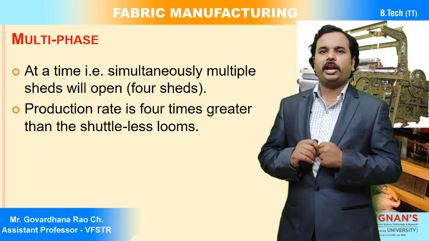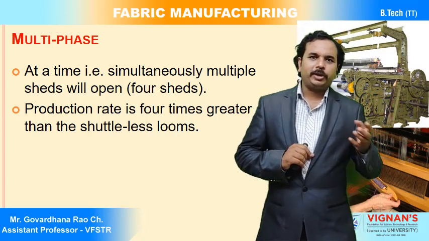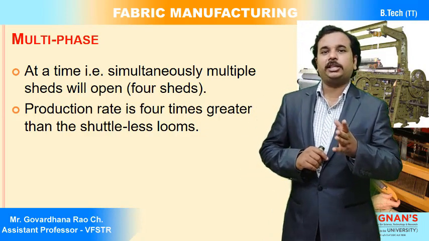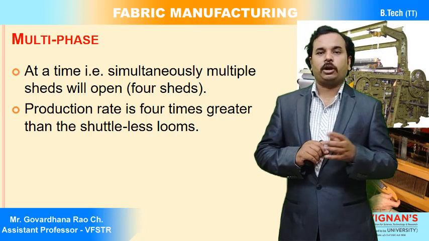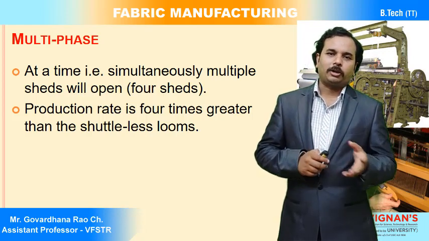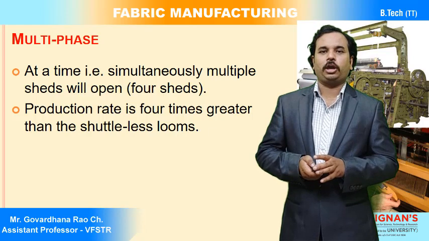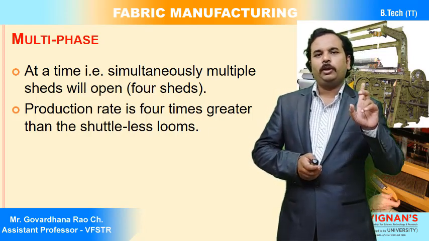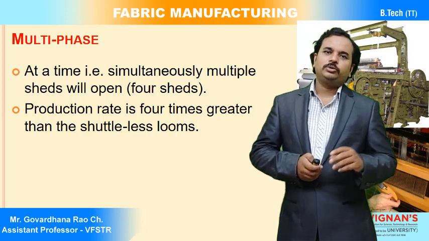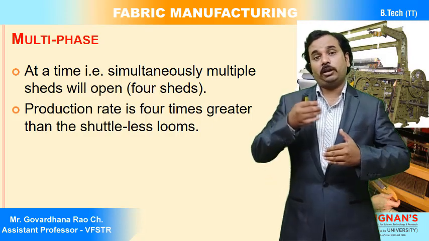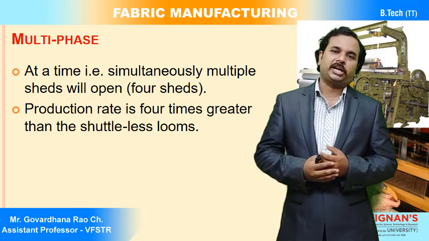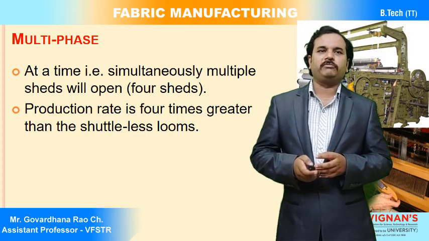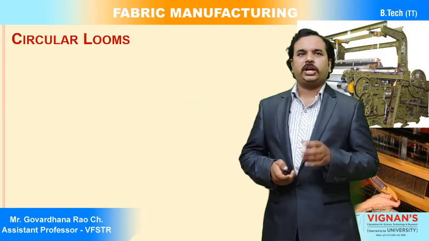So what is the production rate compared to rapier, air jet or projectile? It is 4 times greater, higher production than the normal shuttleless looms. In shuttleless looms, be it air jet or rapier, we insert only 1 pick per shed opening. Here in multiphase weaving, we can produce 4 different sheds at a time, and 4 picks are inserted at a time. So production will be 4 times more. Okay, so that is the thing.